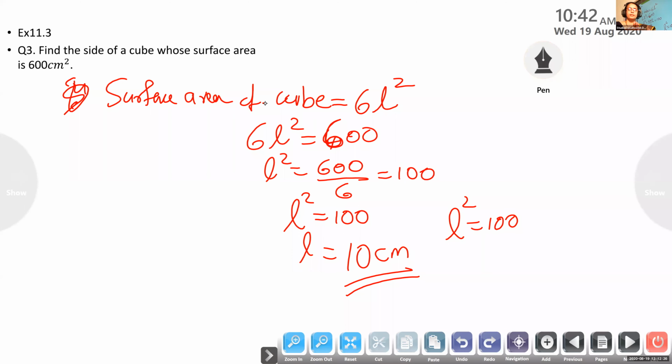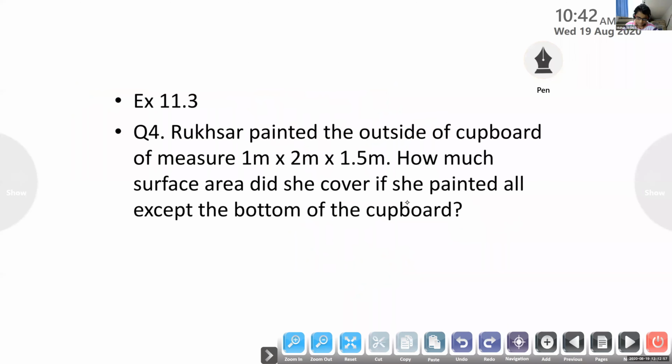Surface area is 600. That is 6L square equal to 600. So L square will be 600 by 6, that is 100. L square means we are multiplying L twice, L into L. So we need to think by which number when we multiply twice, we will get 100. It will be 10. Understood? Yes, ma'am. Okay. Right, next question.